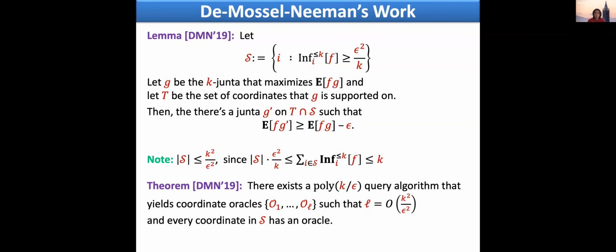So the theorem, which we mentioned before, which hopefully should be starting to make a bit more sense, is that there exists a polynomial in k over epsilon query algorithm that yields coordinate oracles such that every coordinate in S has an oracle. And it doesn't output too many extraneous oracles as well.